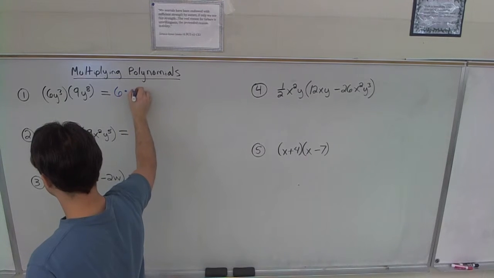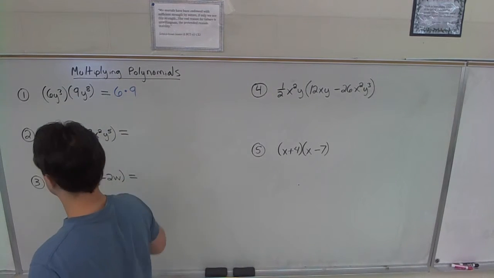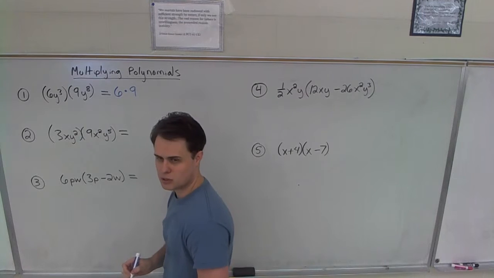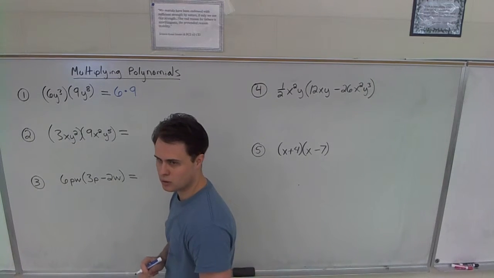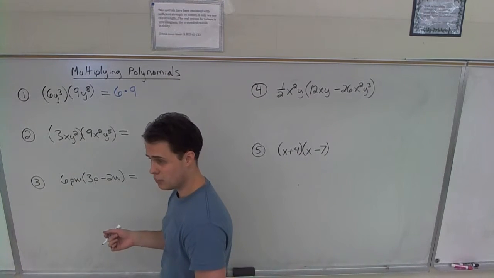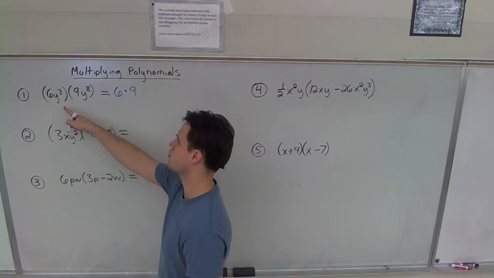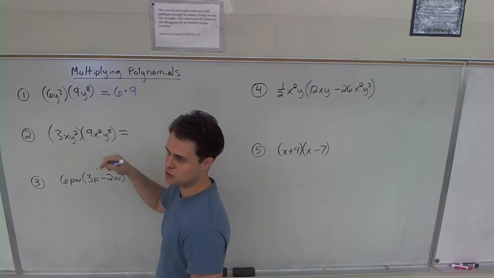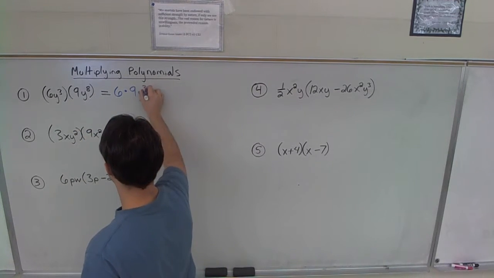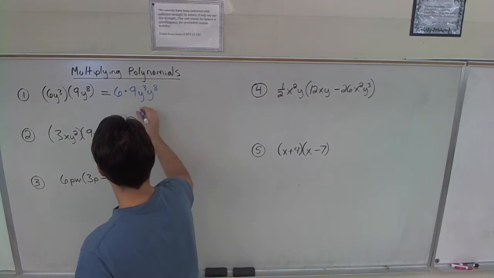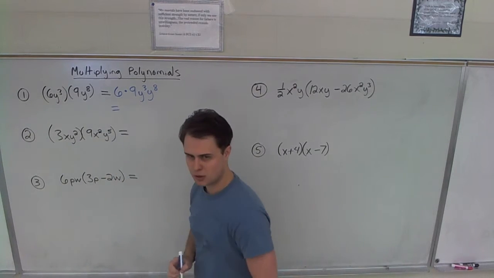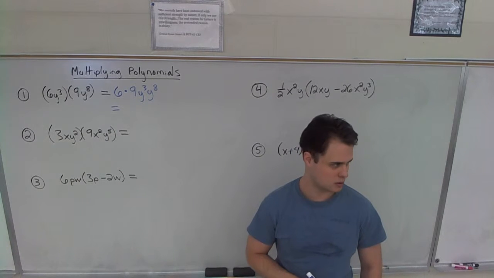6 times 9. I think this is kind of a waste of time. If you like it, do it. This is what I'm doing in my head, right? I'm looking at my numbers first. Then I say, what's my first variable? Well, this one just has y's, so I guess it's just y cubed and then y to the 8th. So if you want to write that step in, if that helps you, then by all means.